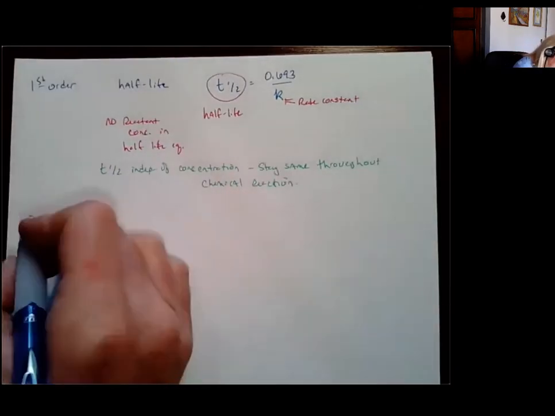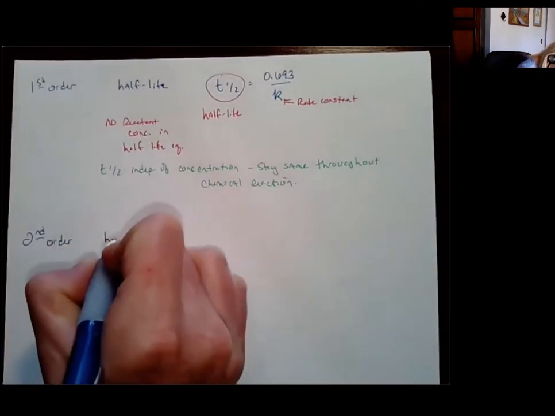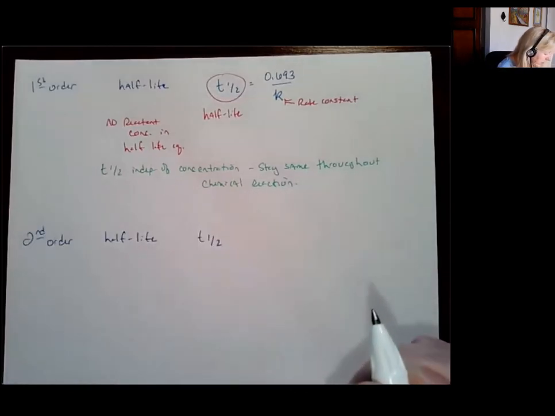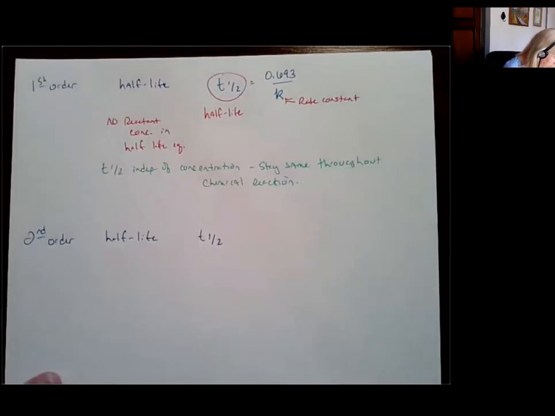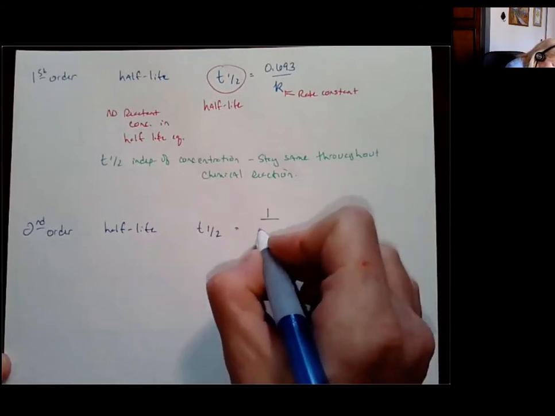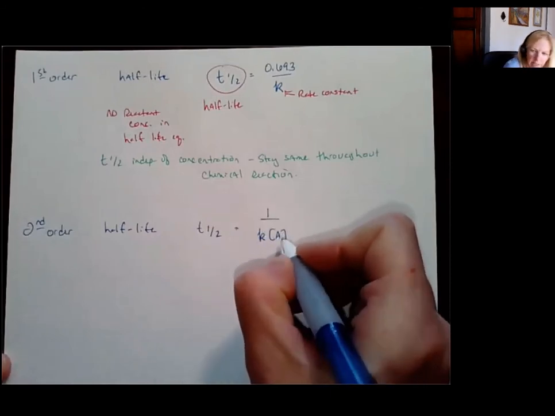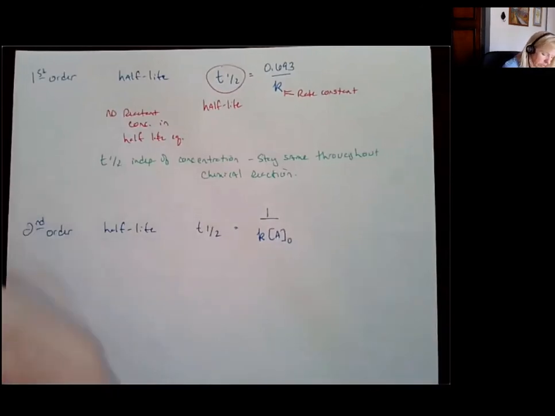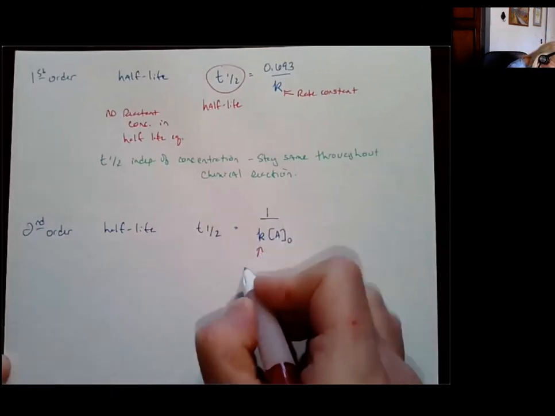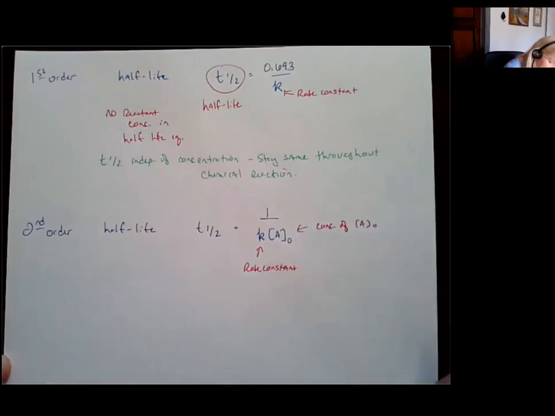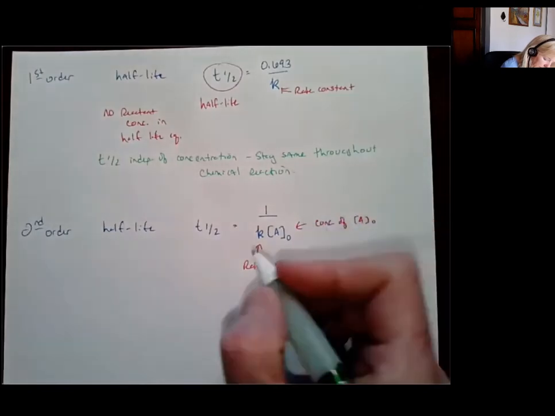If I have second order, my half-life... I told you guys there was a lot of equations in here. My half-life here is going to be this equation here for second order: t1/2 equals 1 over the rate constant times [A]. And this is where we're looking at my initial concentration. So this is my rate constant, and this is my concentration of A at time 0. And this is my half-life.